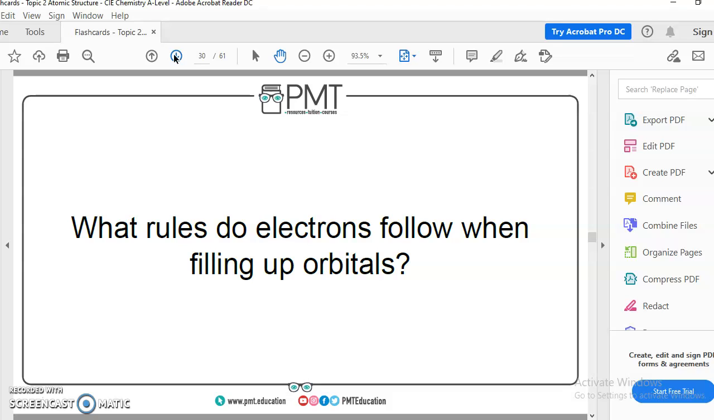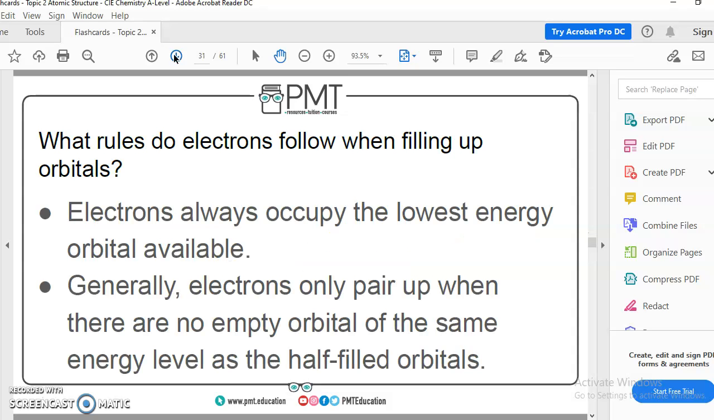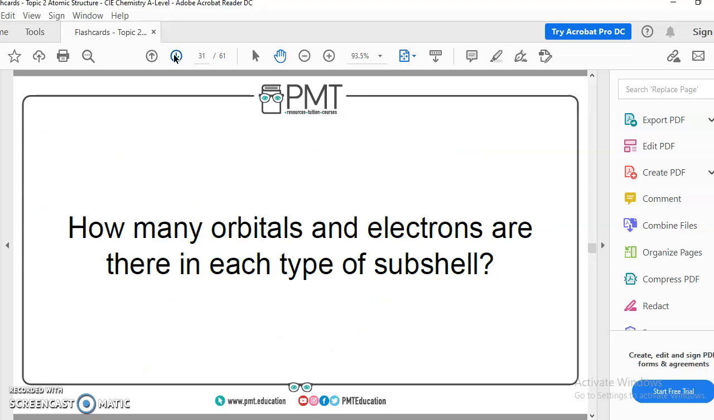So let's discuss the rules for filling electrons into these orbitals. Electrons always occupy the lowest energy orbital available, so generally they will pair up only when there are no empty orbitals; otherwise they will prefer to live alone, because if electrons are paired up, it means there are no empty orbitals available.